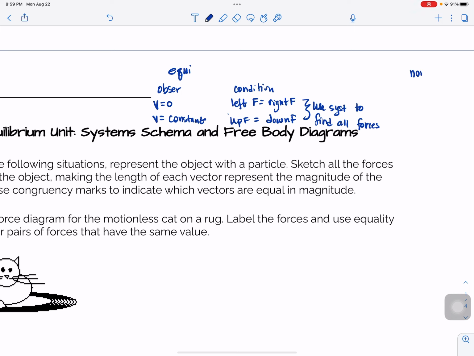And then non-equilibrium, even though that will be the next unit, our observation is that the velocity is changing and that the forces, like the left forces, are not equal to the right forces. I'm on the edge, so sorry, I'm writing really tiny. Or the up forces are not equal to the down forces. Okay, so that's what we're going for.